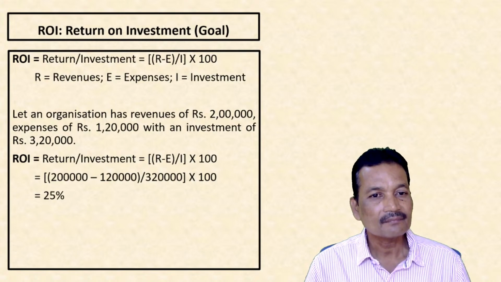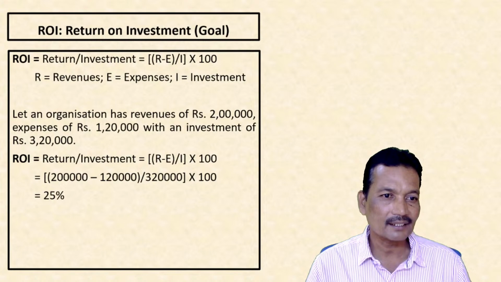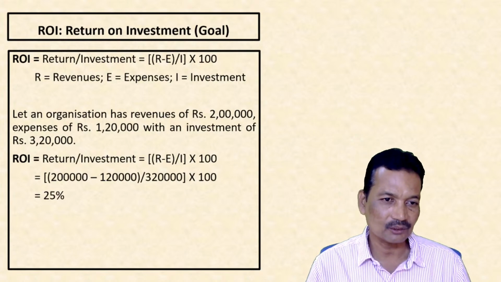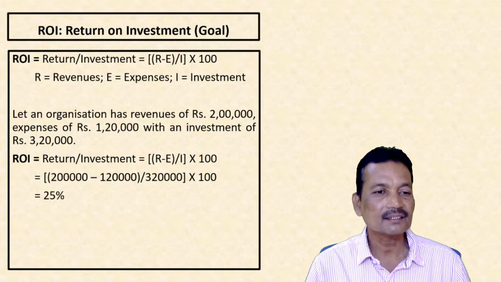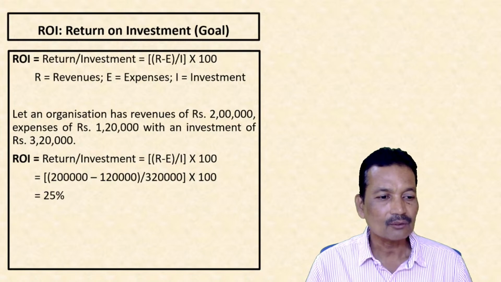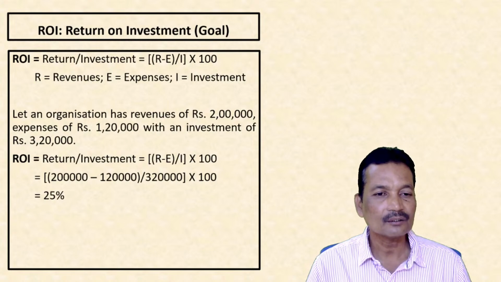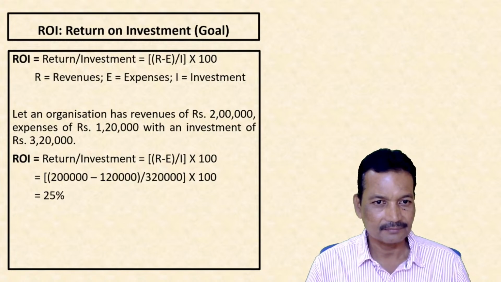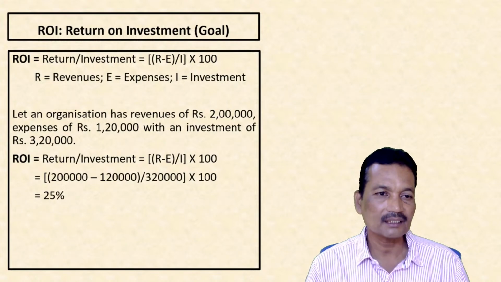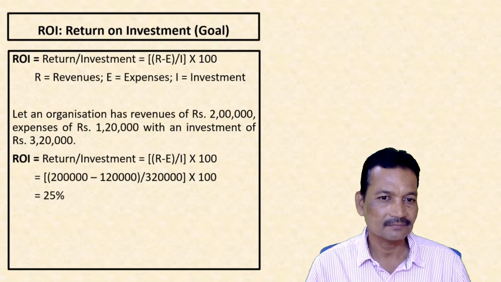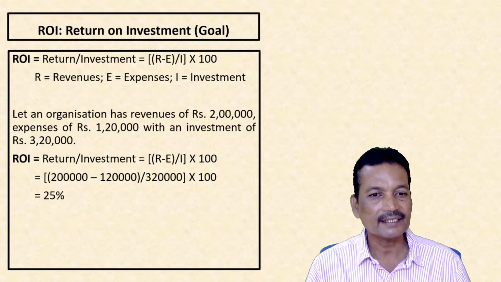Now, we have taken an example. Let an organization with a revenue of rupees 2 lakh and expenses of 1,20,000 rupees has an investment of 3,20,000. There we try to calculate what is the return on the investment of the organization. As we have seen, ROI is the ratio of the return to the investment. Now, in order to get the return, we compare the revenues with the expenses. Here we find revenues are 2 lakh, whereas expenses are 1,20,000. So the difference between the two, that is revenue minus expenses, gives us a figure of 80,000.